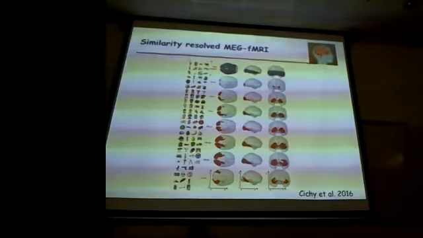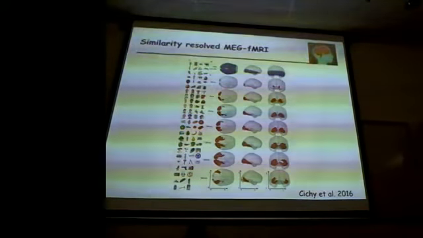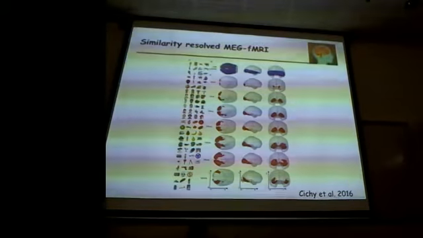fMRI is the volume imaging, it's inside the brain. So they should be taken into consideration when you compare.